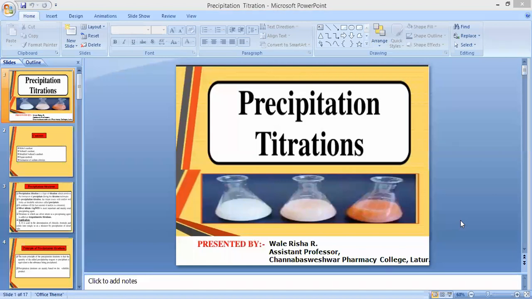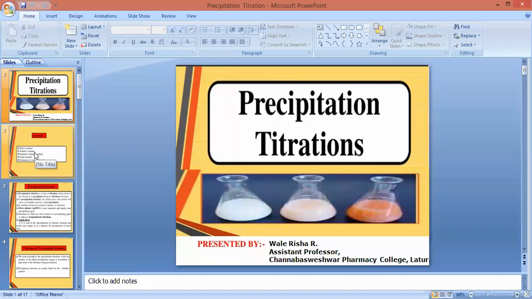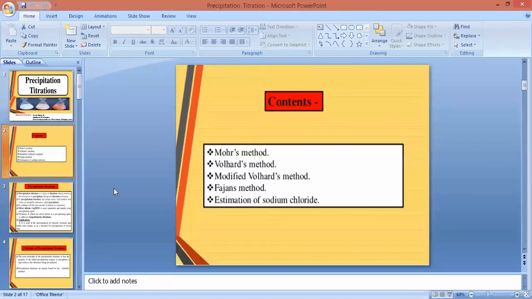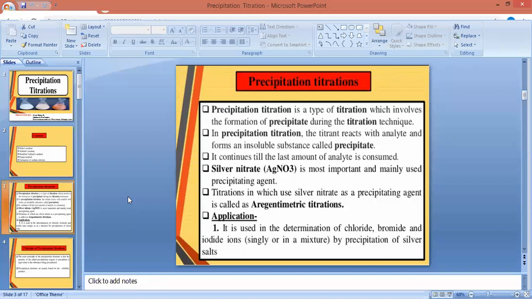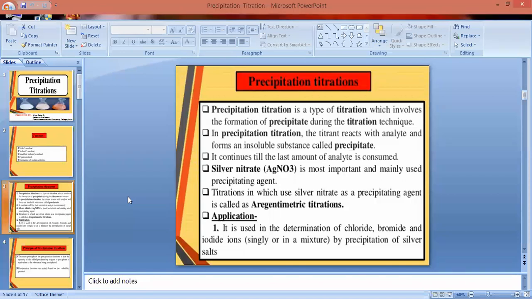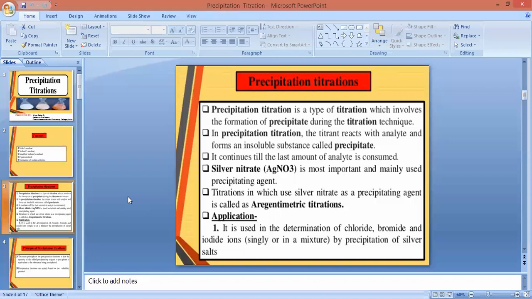So points to be covered under this chapter are: what is Mohr's method, Volhard's method, modified Volhard's method, Fajans method, and estimation of drug substance, that is sodium chloride. So these are the points to be covered under precipitation type of titration. For any sort of volumetric titration, firstly we are going to study the definition part, followed by basic principle, followed by indicators used in that type of titration, and next estimation of the drug substances. So firstly, we will study what is precipitation titration.